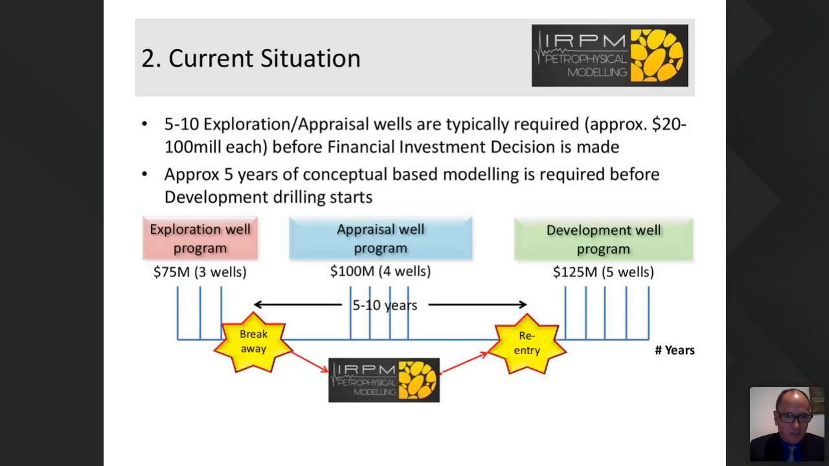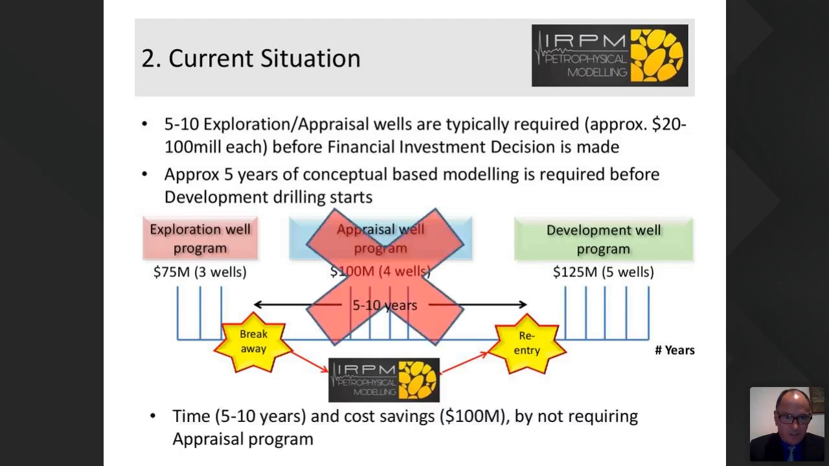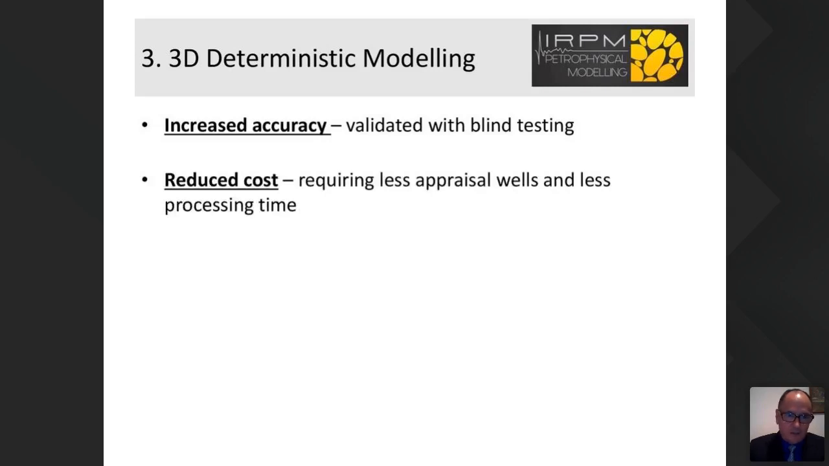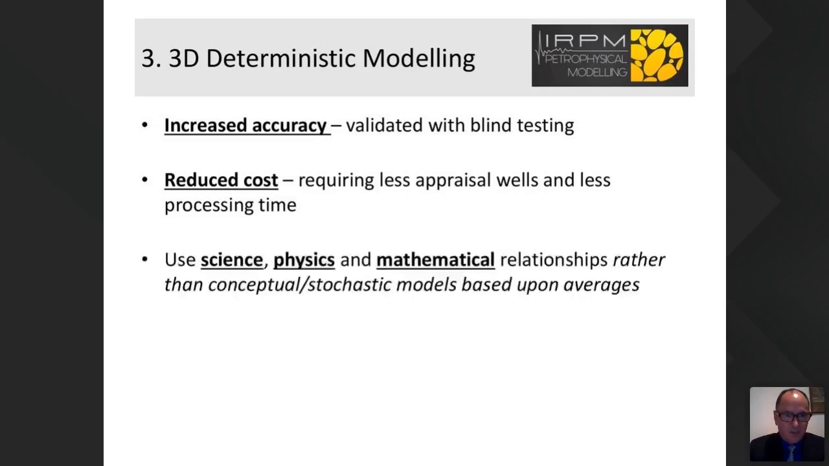But with this process, you can break away from the appraisal program altogether. You can actually potentially remove the entire program. You can reduce the time down to 5 to 10 years, and the cost savings can be hundreds of millions of dollars by not requiring the appraisal program. The deterministic modelling methods that I've developed increase accuracy, and it's validated with blind testing. The cost is reduced, requiring fewer appraisal wells and less processing time.